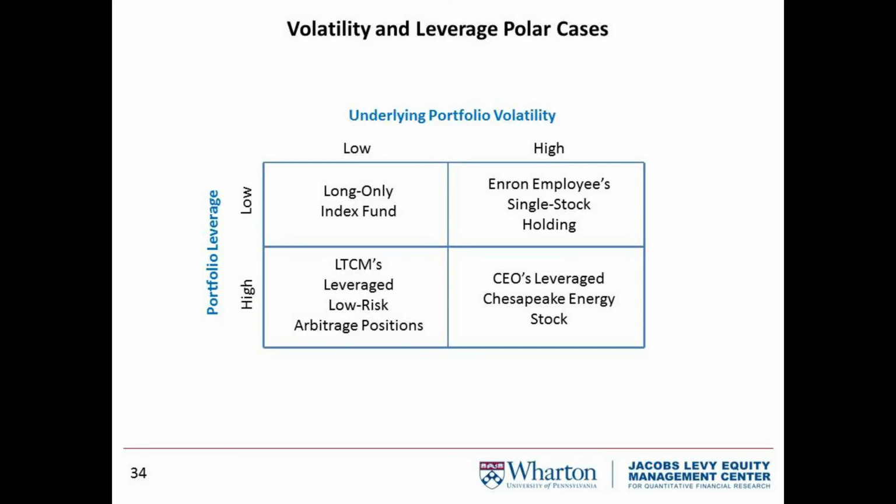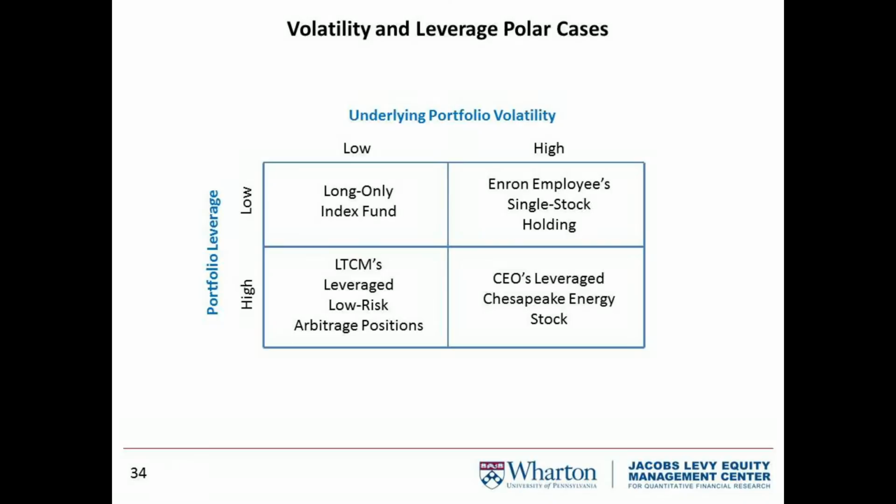The bottom left is an example of a highly levered portfolio consisting of very low volatility positions. This is Long-Term Capital Management. As Bruce said, they were levered 25 to 1, but the underlying portfolio was very low risk. It was a well-diversified set of arbitrage opportunities, each of them individually very low risk, and yet it was levered so high that they did suffer from the unique risks of leverage, and the fund imploded. And the last example is a case of very high leverage combined with high portfolio volatility.